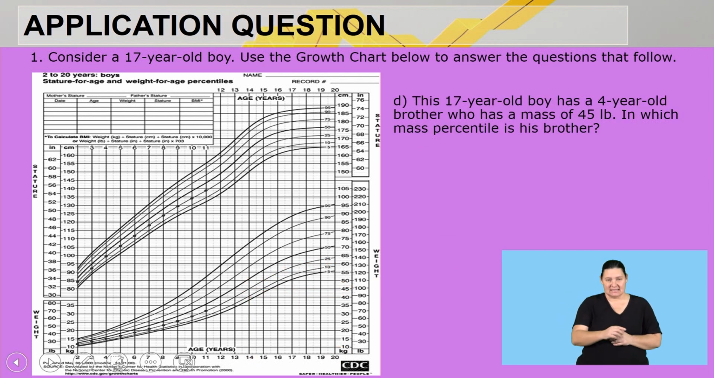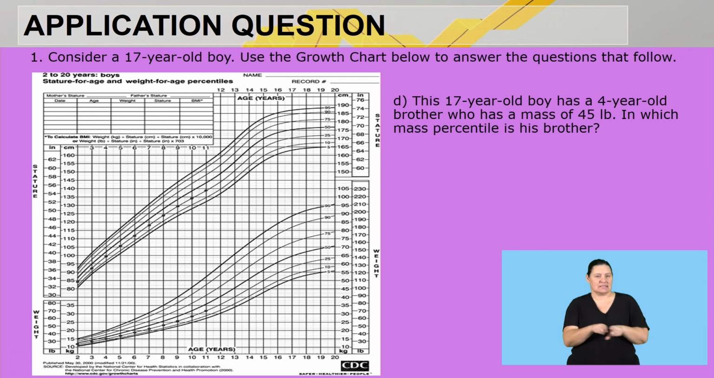Okay, let's look at another question. Guys, again, still the same scenario. This time around, I'm saying, this 17-year-old boy has a 4-year-old brother who has a mass of 45 pounds, lbs, right? In which mass percentile is his brother? Okay, important to note, this time it's pounds, and also it is a 4-year-old. Don't be confused by the 17 years, the 4 years in one question. It's always key to understand what the question is all about.